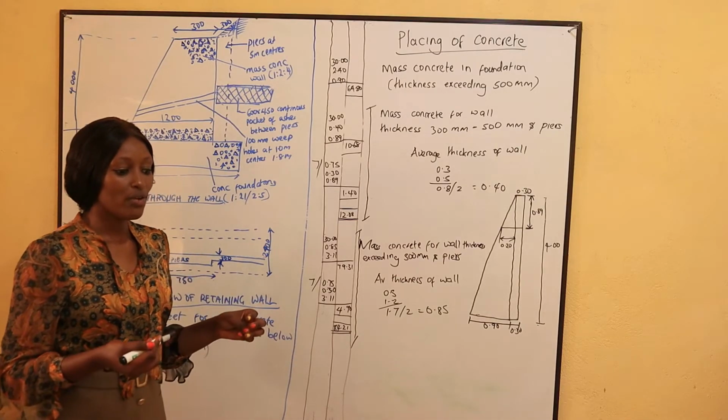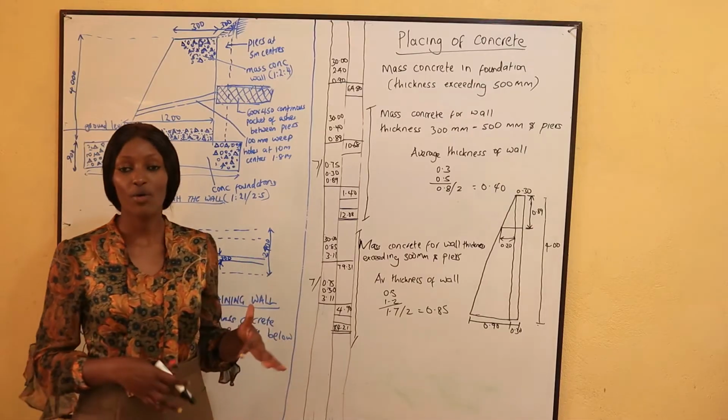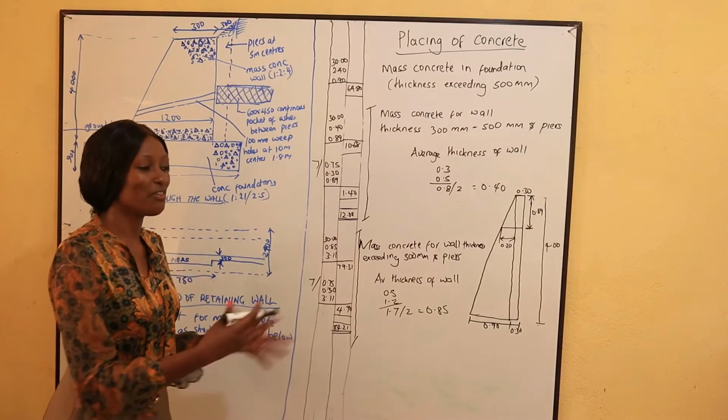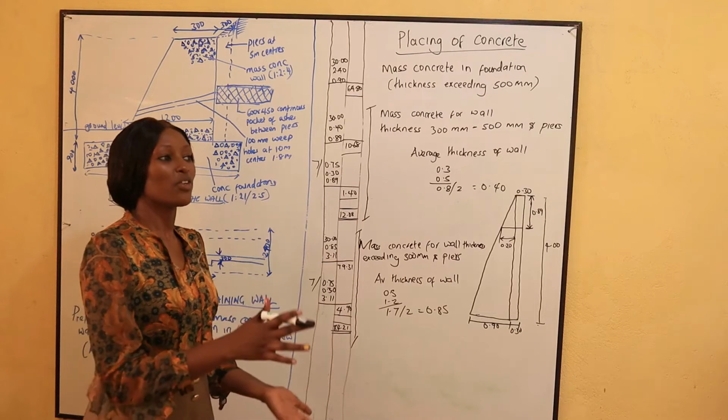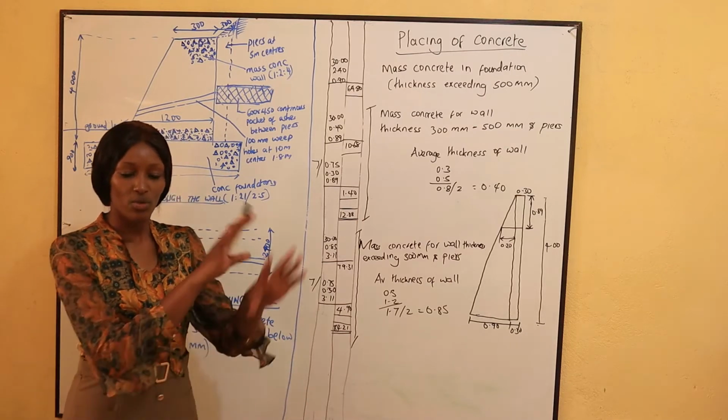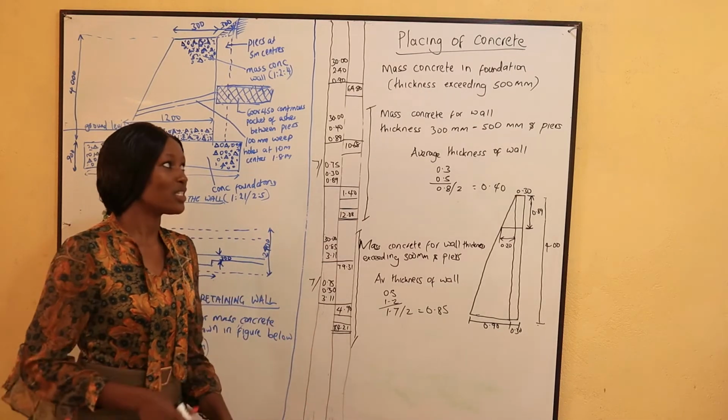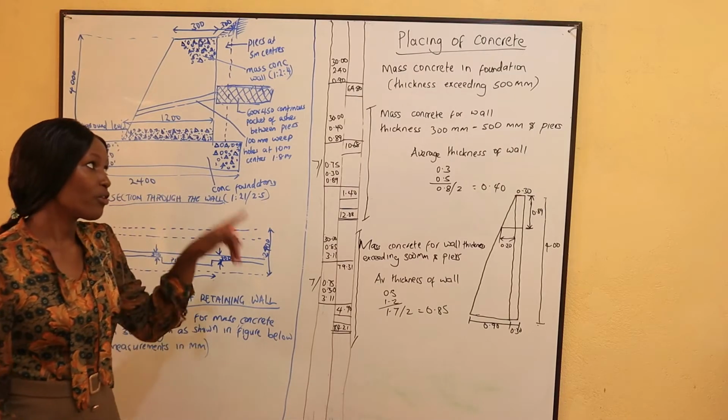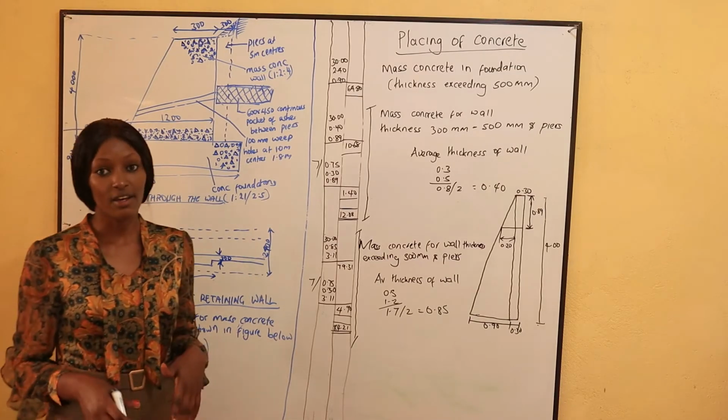is that process of putting it in place. We are concreting it, doing the formwork and placing the concrete so that it can dry. We do the reinforcement, then we do the concreting. So the placing of concrete should be done in intervals.